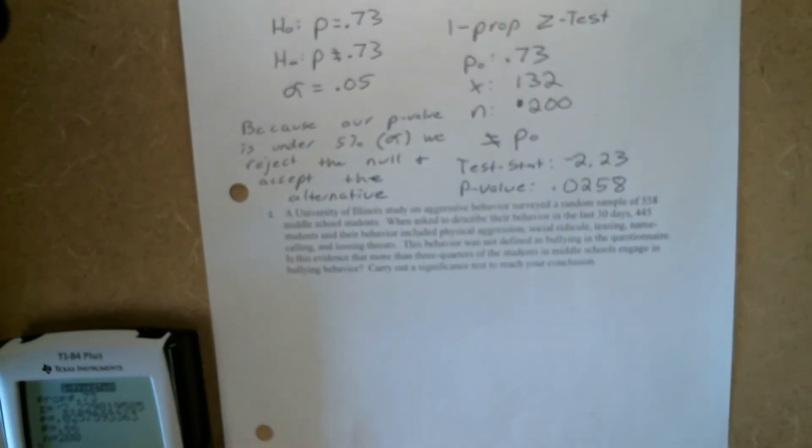University of Illinois did a study on aggressive behavior and surveyed a sample of 558 middle school students. When asked to describe their behavior in the last 30 days, 445 of them said it included physical aggression, social ridicule, teasing, name calling, or issuing threats.